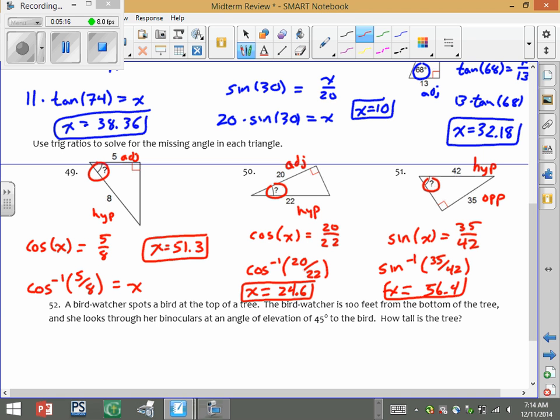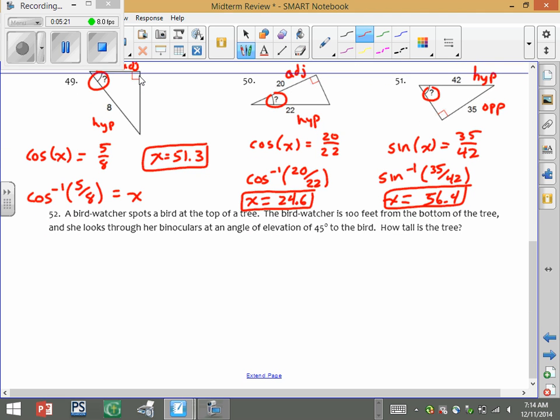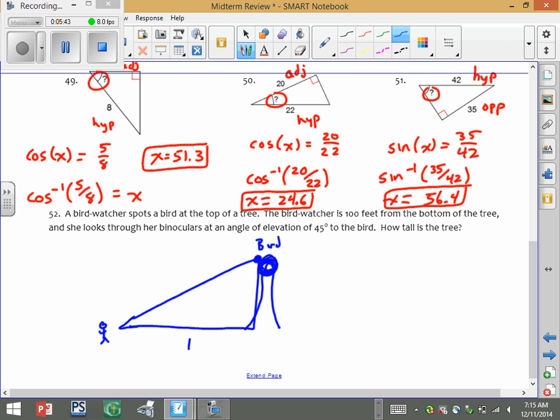And then make sure that we're good with these word problems, that you can set those up properly. So bird watcher, we'll see a bird at the top of a tree. So we can go ahead and draw our triangle. So we've got our bird up here. All right, here's your bird at the top of a tree. And the bird watcher is looking up. So there's the bird watcher, and it's 100 feet from the base of the tree. So we'll say this is our tree. So 100 feet from the base. He looks up at an angle of elevation of 45 degrees. That would be this angle here.